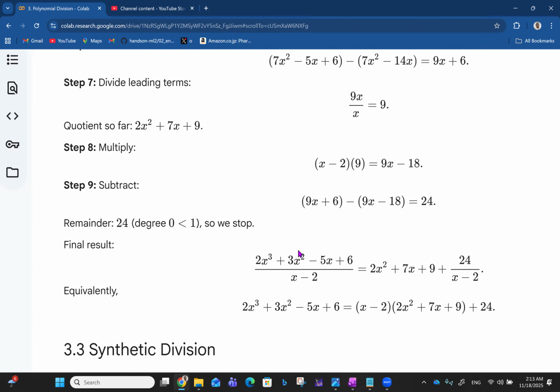So we have 2x cubed plus 3x squared minus 5x plus 6 over x minus 2 equals what we got, 2x squared plus 7x plus 9 plus 24 over x minus 2. So this is the dividend. The divisor is x minus 2. The quotient is 2x squared plus 7x plus 9. And the remainder is 24, of course, all over the divisor. And then we get this expression: 2x cubed plus 3x squared minus 5x plus 6 equals x minus 2 times 2x squared plus 7x plus 9, plus 24. Now, I know you probably did not get that.